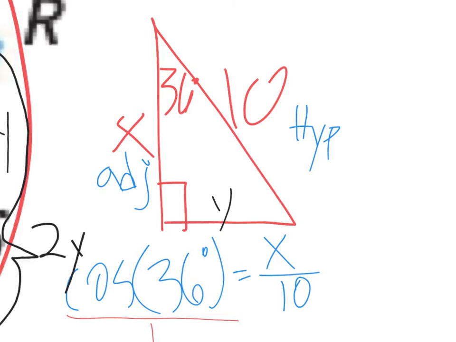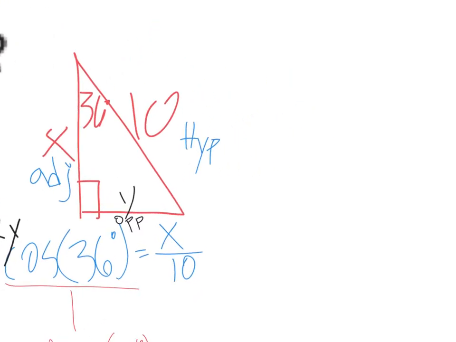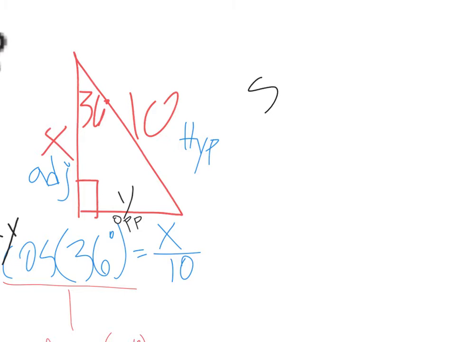Looking back at the right triangle I drew earlier, Y is actually the opposite side of 36, which means I can use sine. I'm going to set this up as sine of 36 equals opposite over hypotenuse, in other words, Y over 10.